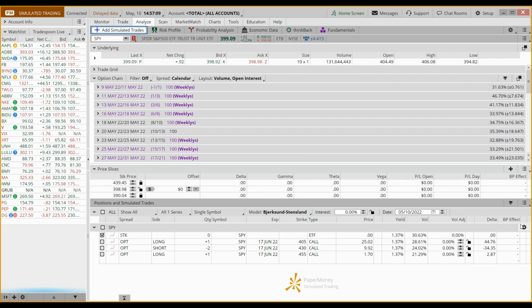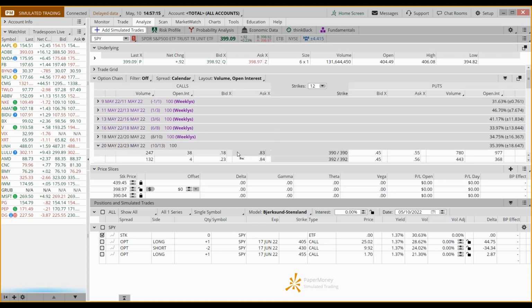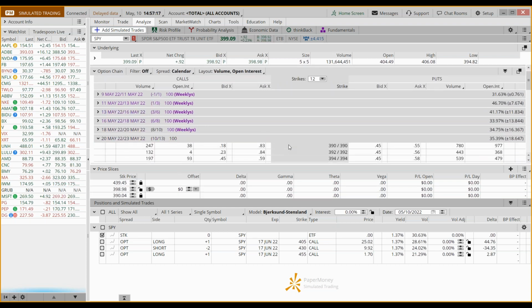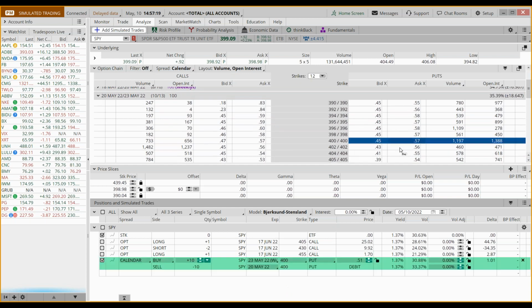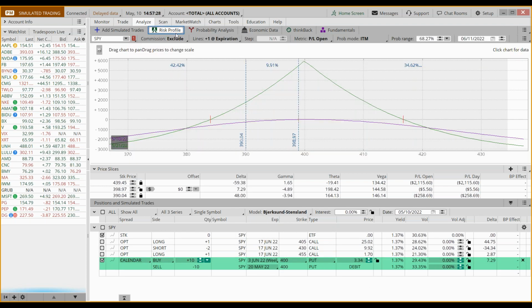So the first one I'm going to do is going to be the 20th and the 3rd. So I'm going to come here. We'll go right at the money, which is 400. And I'm going to go May by June 3rd. And here is what it looks like.